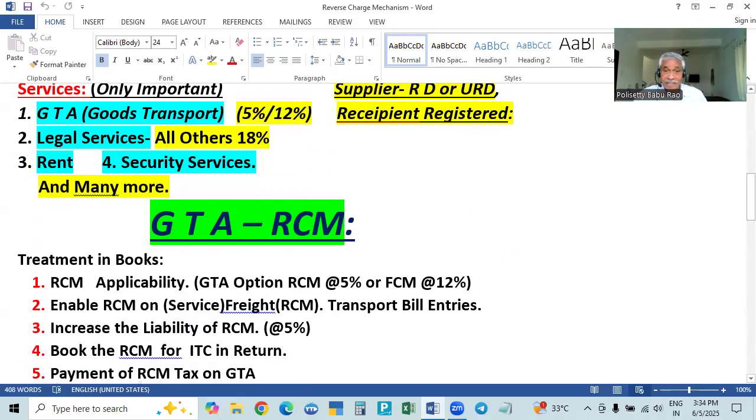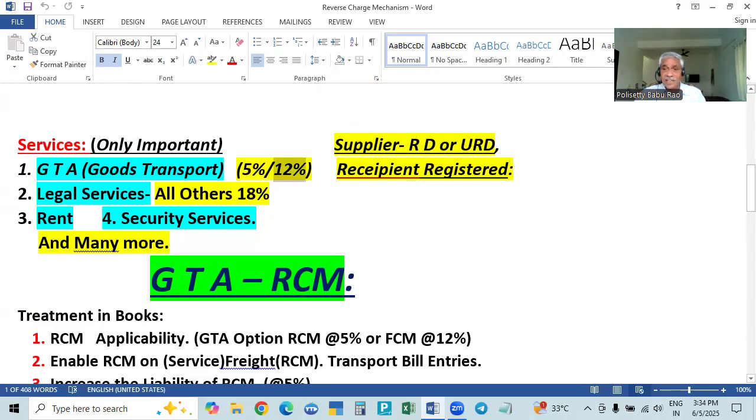That's how we will do those entries. In this case, where the supplier is charging the tax, we will enter the tax in the invoice in our purchase voucher. We will enter the tax.